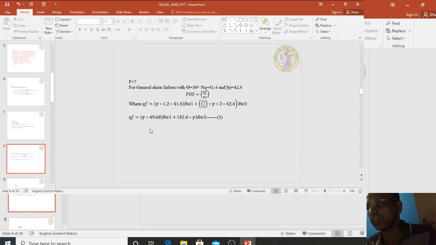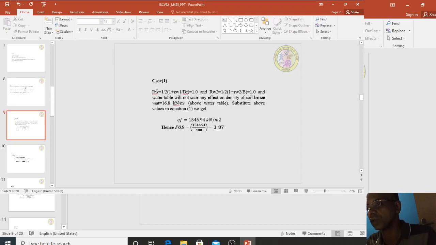So the factor of safety we have to calculate for general shear failure with phi equal to 36 degrees, Nq is 41.4, Nγ is 42.4; they are given. Factor of safety is given by the formula Qf divided by Qc. So Qf, for c equal to 0, is gamma into 1.2 into 41.4 into Rw1 plus half into gamma into 2 into 42.4 into Rw2, where Qf is gamma into 49.68 Rw1 plus 42.4 gamma Rw2.